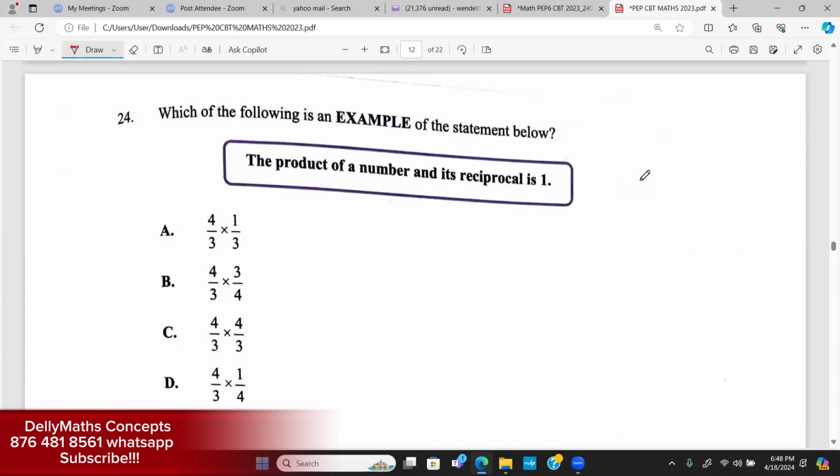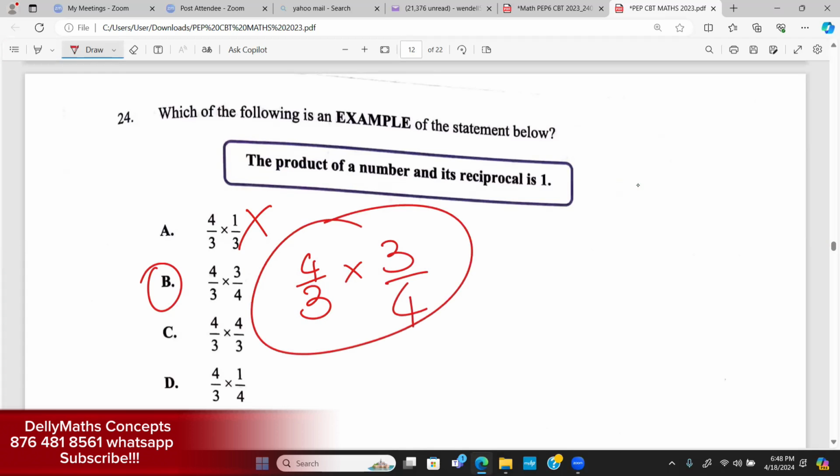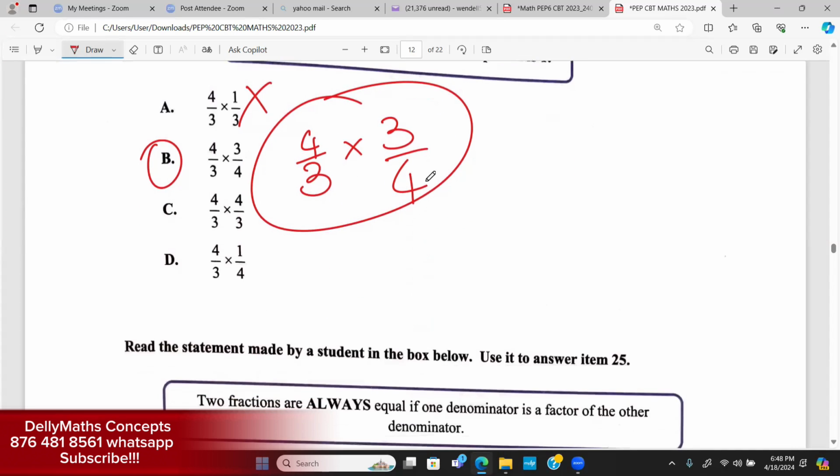Which of the following is an example of this statement below? The product of a number and its reciprocal. You're looking for a fraction that is reciprocated, or flipped upside down, and multiplied by itself. That's not it. This looks good. So here's 4/3, then it's multiplied by 3/4. That is actually the product of a number and its reciprocal, right? Reciprocal means it flips.